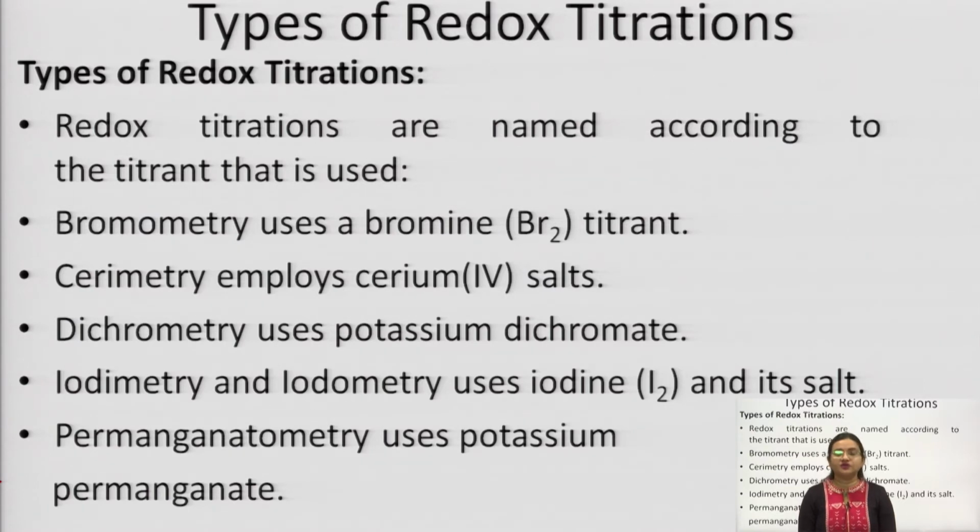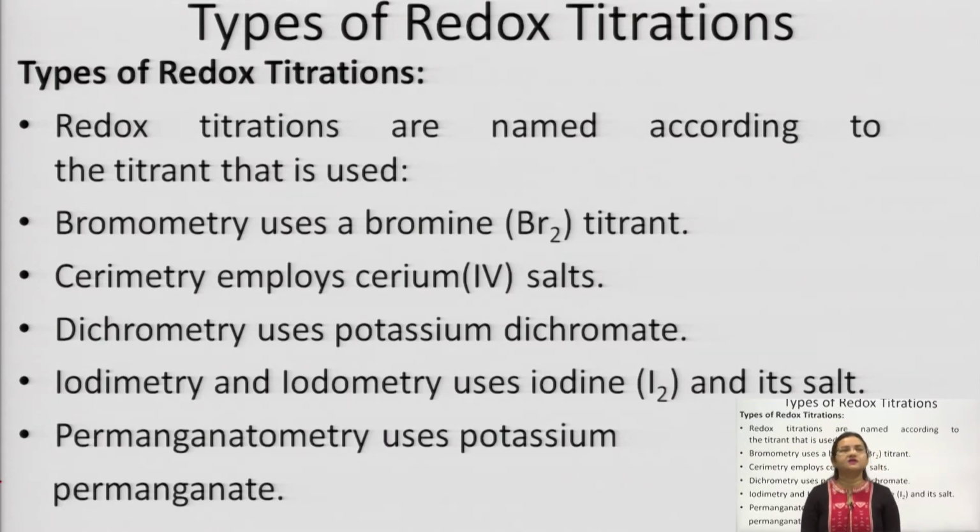There are various types of reactions which involve this redox fundamental in their chemical processes. What are those reactions? Types of redox titrations are named according to the titrant which is being used or according to the reacting species which are being used. According to the type of titrant or type of reactant participating in your redox reaction, we decide what the types of redox titration are.